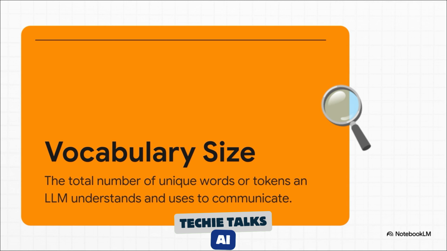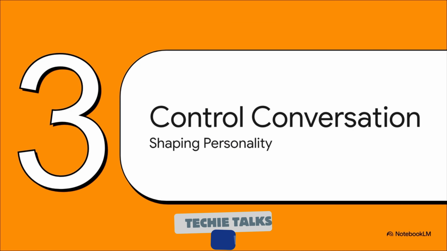Training also builds the AI's vocabulary. This isn't just words, but also parts of words we call tokens. The total number of these unique tokens it knows is its vocabulary size. And a bigger vocabulary means it can understand more specialized topics and technical jargon, making it a much more precise and versatile communicator. All right, our digital brain is built, it's educated, it's powerful, and it's knowledgeable.